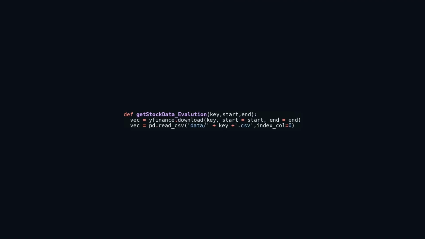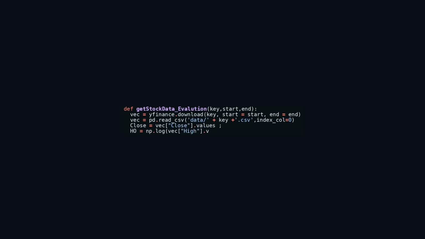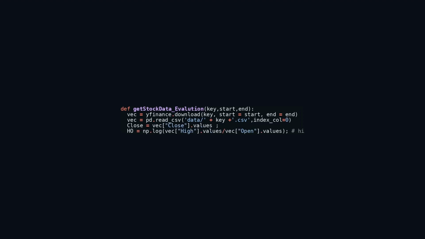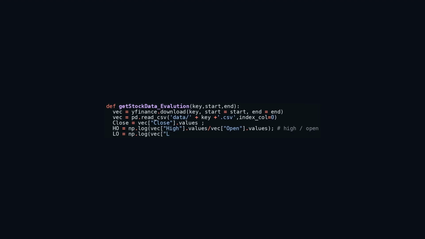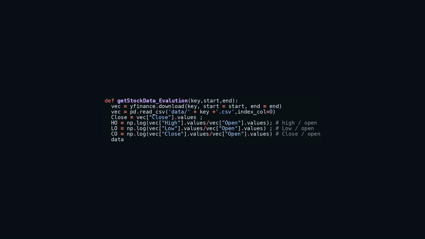The function named getStockDataEvaluation has been created to fetch stock information using the finance library. It also reads a CSV file related to a specified stock symbol during a defined time frame. It then extracts important financial data points from the acquired information like closing prices on a daily basis, log returns for high divided by open, low divided by open, and close divided by open. The collected data is organized in a pandas data frame and then handed back by the function.